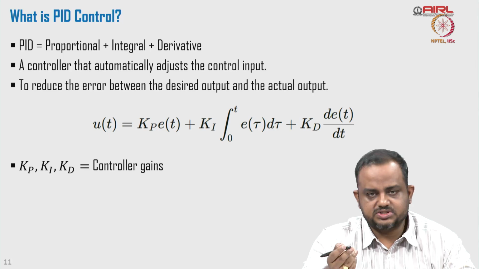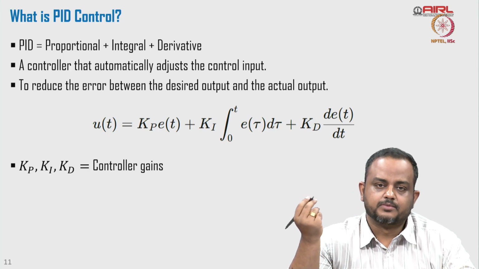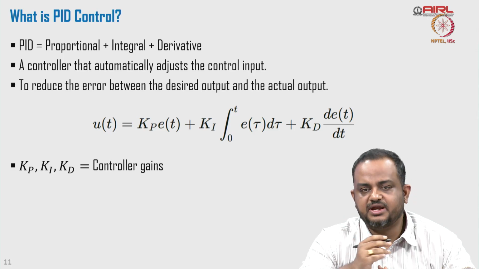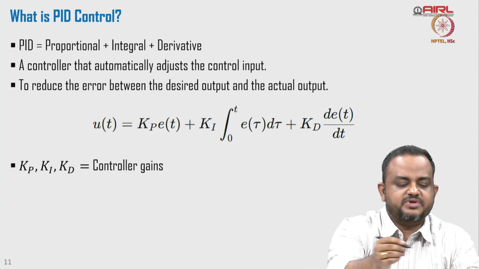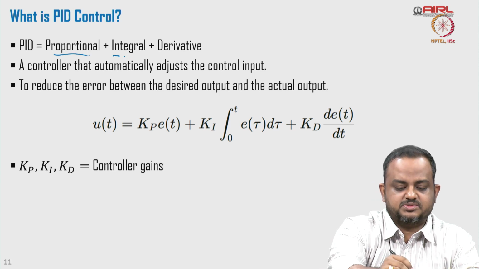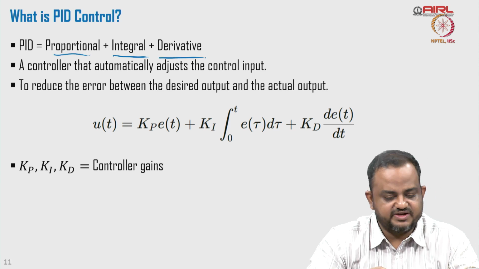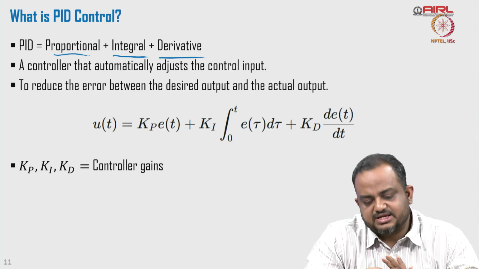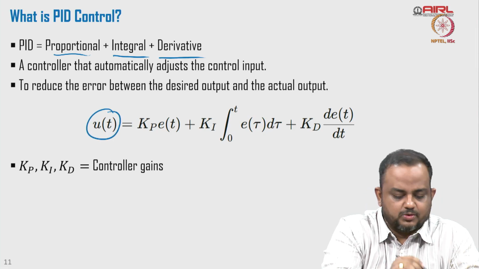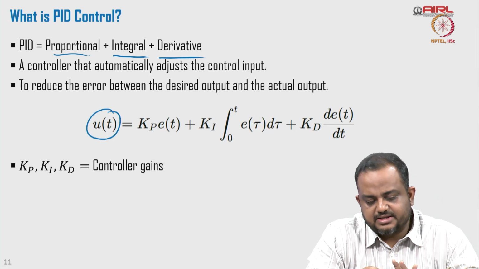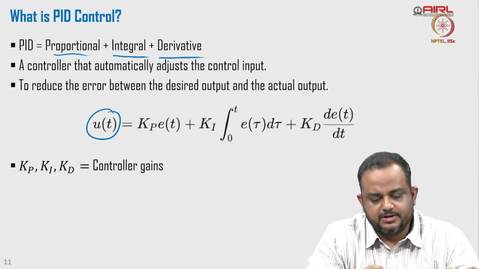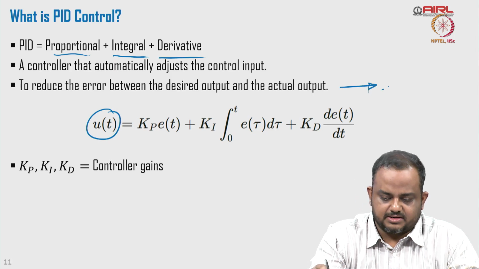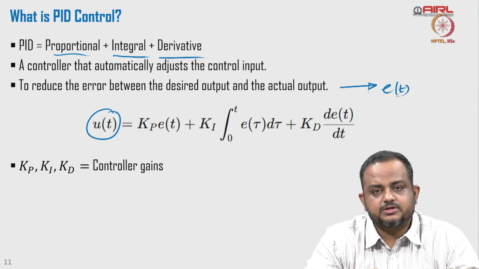Okay. So, what was PID? We covered the topic of PID maybe in the last module. So, you remember all these terms. P is for proportional control, I is for integral control, and D is for derivative control. It should work as a controller that automatically adjusts the control input u(t) to reduce the error between the desired output and actual output. It should minimize the error, right.